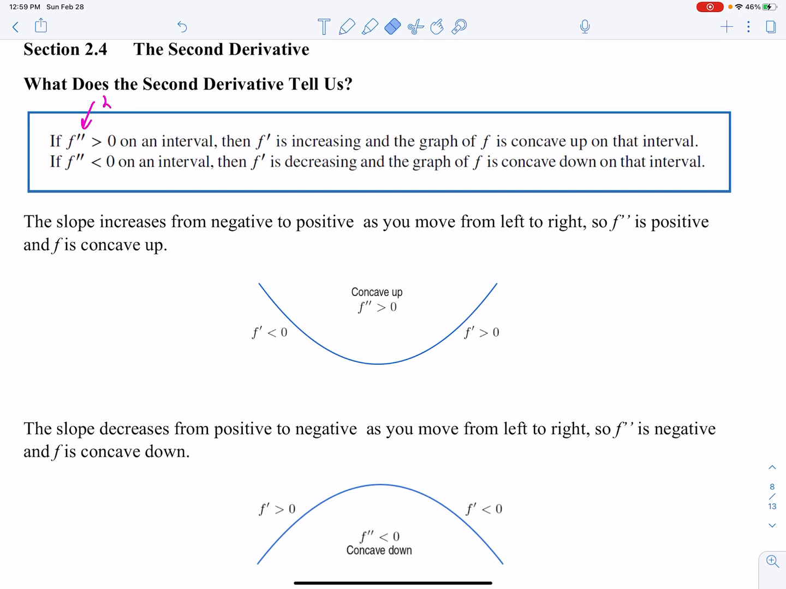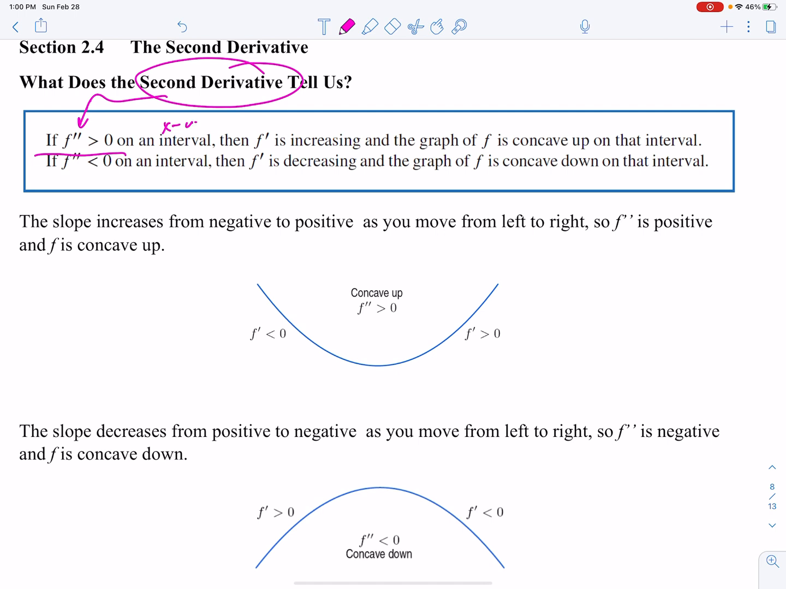Actually, let's see. Right there. Second derivative. Okay? F double prime means second derivative. If the second derivative is positive on an interval, remember these intervals are x values, then the first derivative is increasing and the graph is concave up. Concave up means that shape, the concavity, the curvature is upwards. Okay? On that interval of x values.